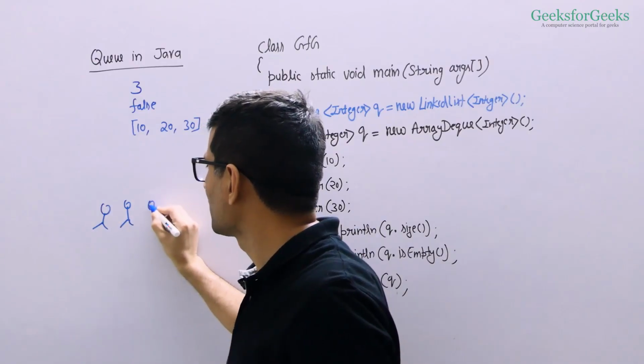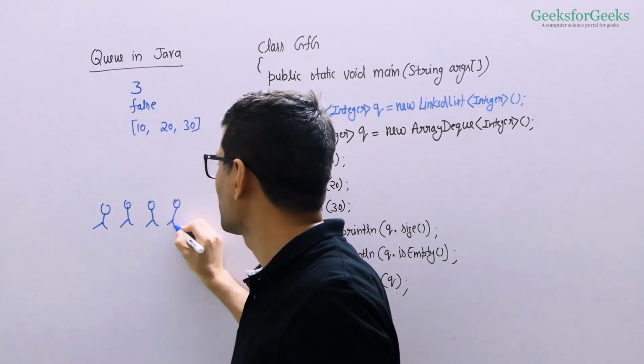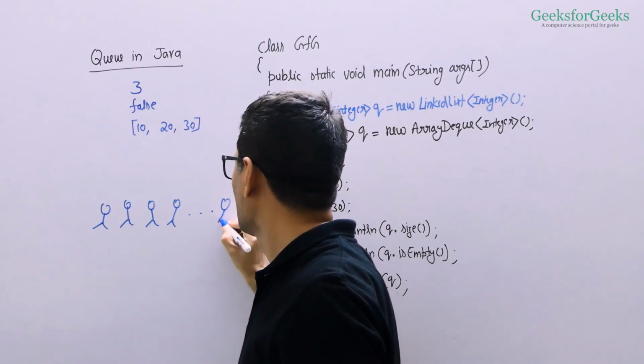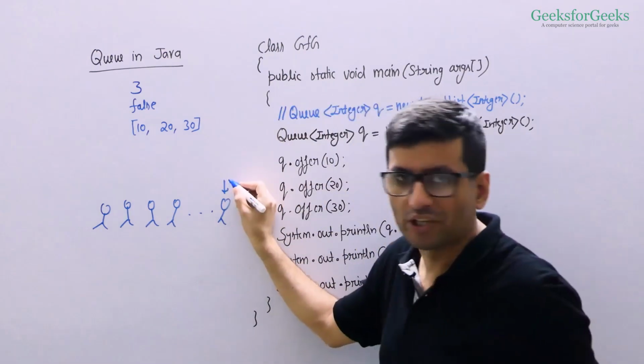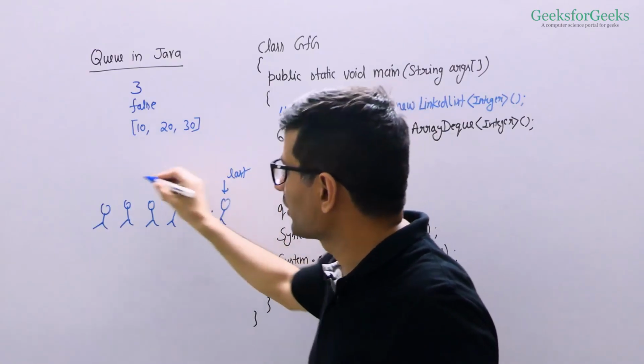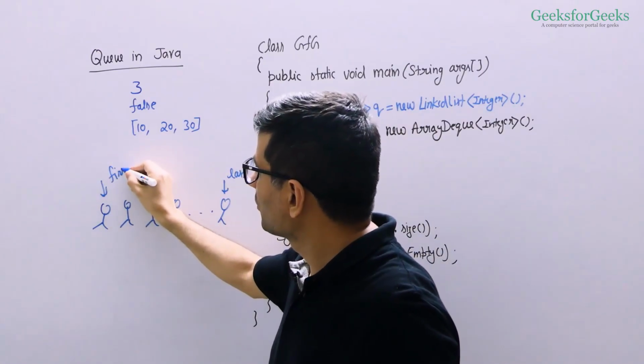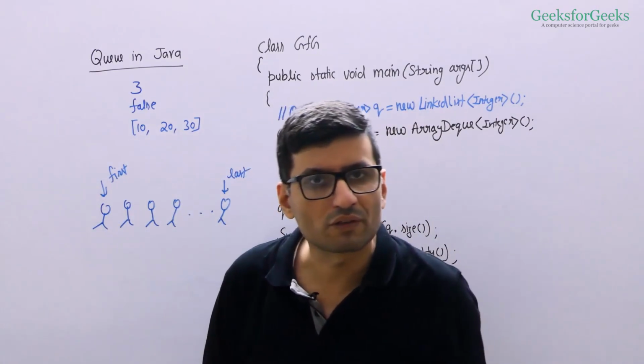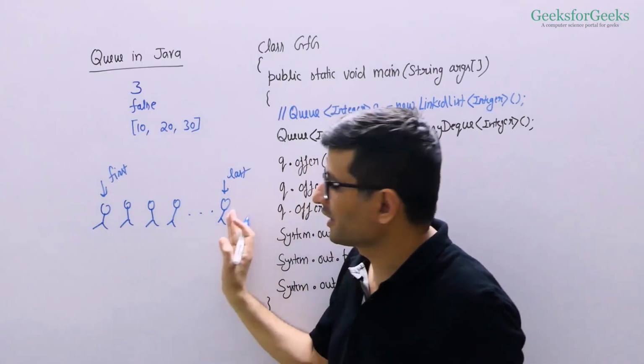You have a person who is at the front of the queue, and you have a person who is at the end of the queue, right? This is a person who is at the end of the queue. We call it rear in data structures. And in Java terminology, we call it last and we call it first, right? So when you add an item using the offer function, the item is added at the last.